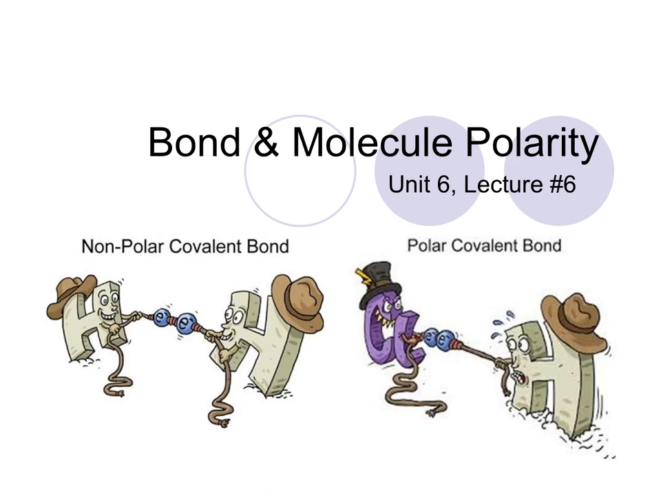In this lecture, we're going to look at bond and molecule polarity. We're going to see that those shapes molecules take also gives them sometimes positive and negative poles, and all of that affects how molecules interact and react.